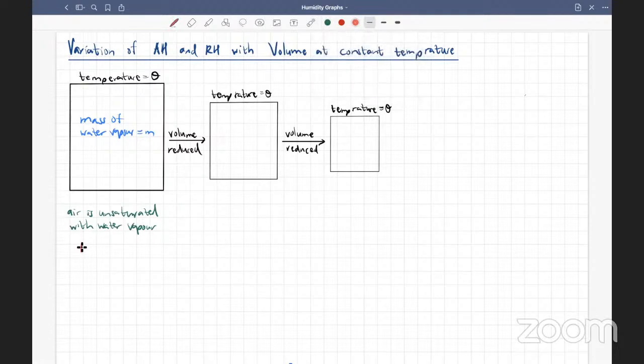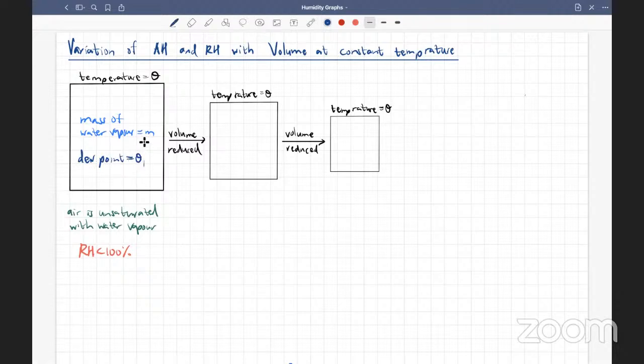If the air is unsaturated with water vapor, people, what can we say? Two things. One is RH is less than 100. And what can we say about the temperature theta and the dew point for this? Now, we'll discuss another point also, that is dew point. This system will have a dew point, which I'll take as theta 1.